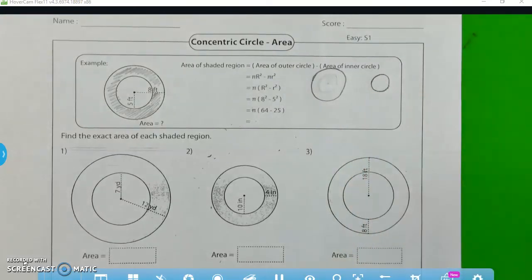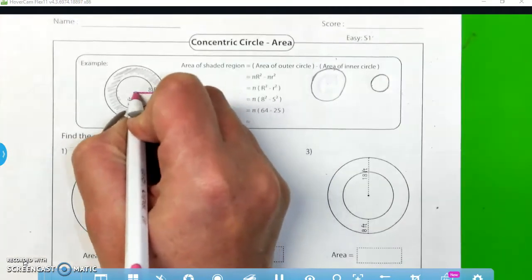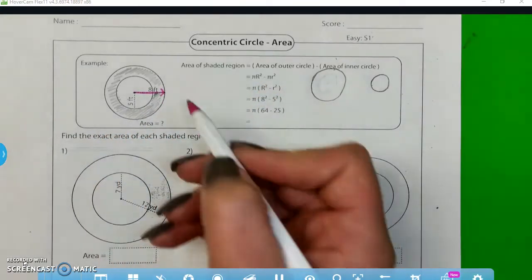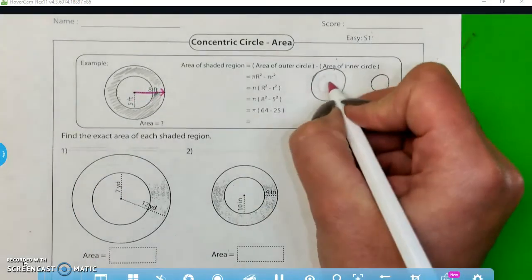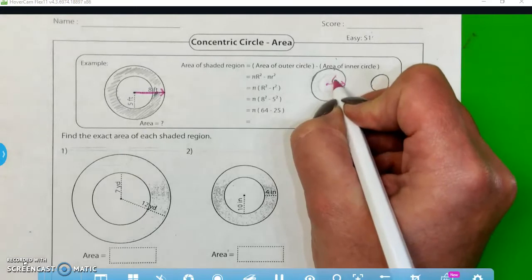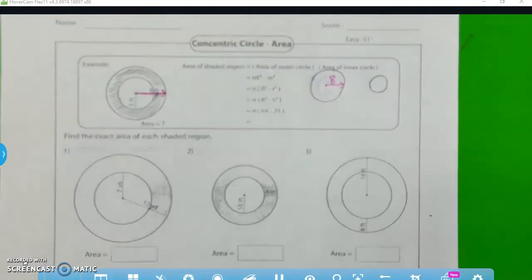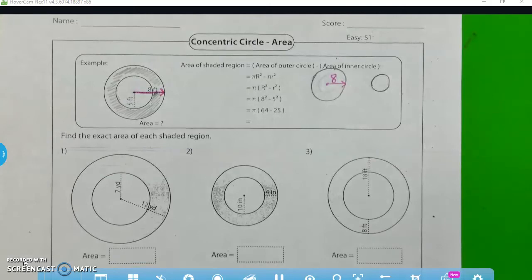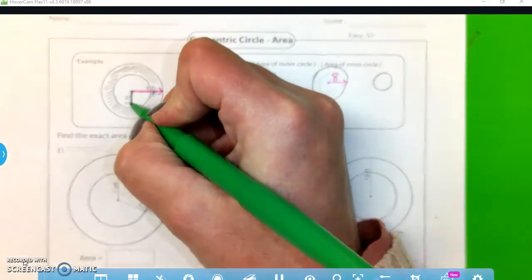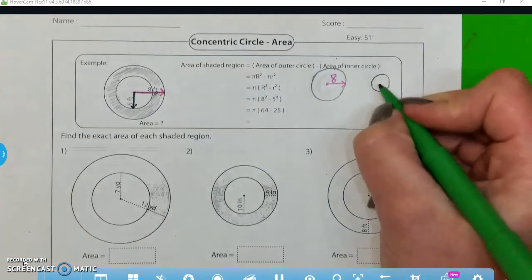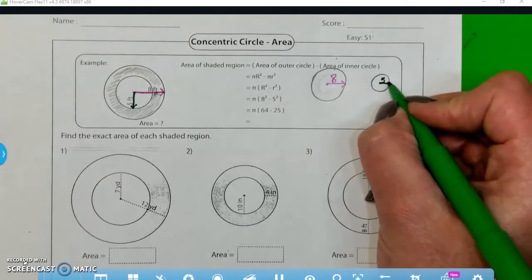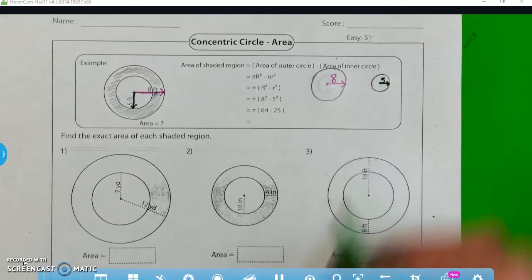What do we know about these two measurements? Let's make sure we are breaking down these measurements really well. We see the measure that goes from the center all the way to the outskirts of the large circle. So we know that this radius is 8 feet. Then inside, this other measure is for the smaller circle. So 5 feet here would be the small circle.